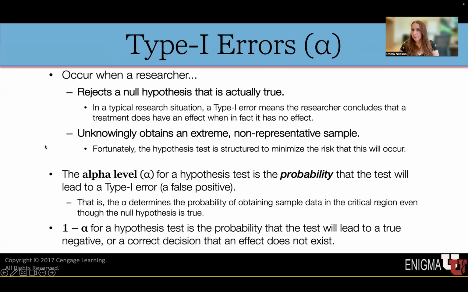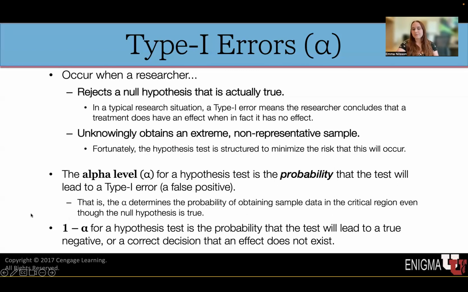Fortunately, we structure our hypothesis tests to minimize the risk that we'll get a false positive, because a false positive is a pretty big deal. The alpha level here, the same alpha level that we talked about when we're determining the critical zone, is actually, the definition of alpha level is the probability that the test will lead to a type 1 error, or a false positive. So if we have an alpha level of 0.05, what that means is that there is a 5% chance that we will get a type 1 error. Then the converse of that, 1 minus alpha, is the probability of a correct rejection, that the test will lead to a true negative.